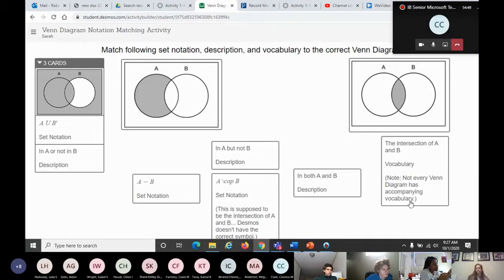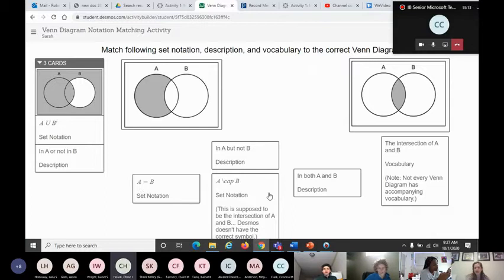So two of them will be sets of 3 cards. One of them will be a set of 4 cards. I believe on the next slide, all of them have 4 cards. And then on the slide after that, it's just like this one, 2 do not have 4 cards and then 1 does. What questions do you guys have on this matching activity?